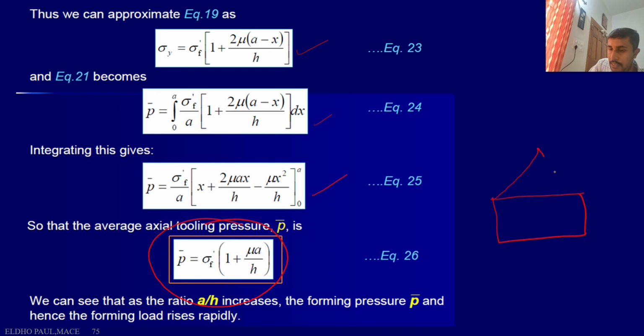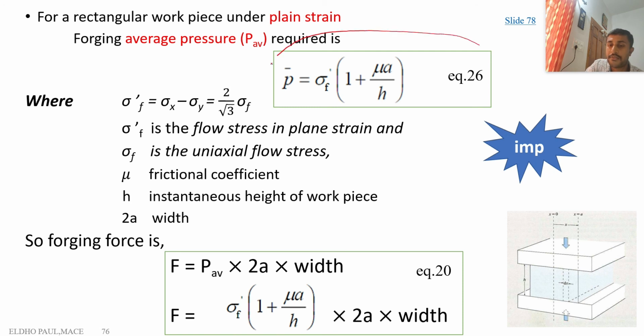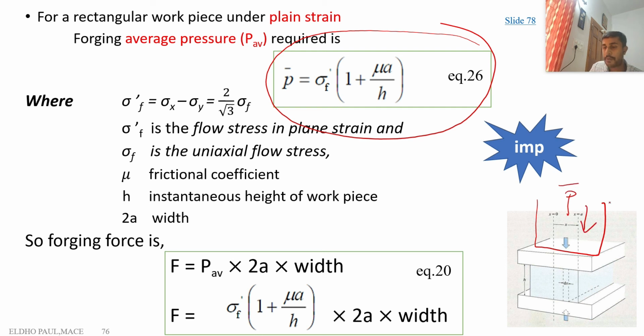Actually the pressure, sigma y, is varying, but we supply the average pressure here, average pressure P bar. This is the equation for average pressure. This is a very important equation: the average pressure required for the deformation. Using this derivation we calculate the average pressure. So this much amount of pressure, P bar, has to be supplied using a die, or this amount of stress. Stress and pressure is actually force by area.